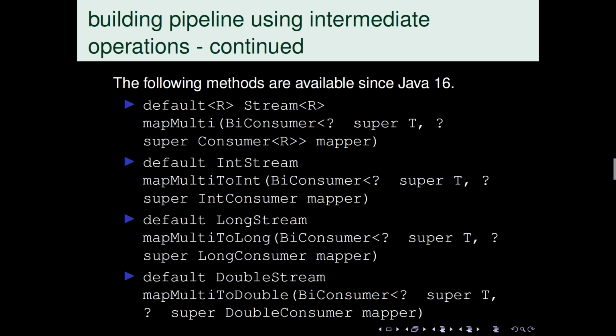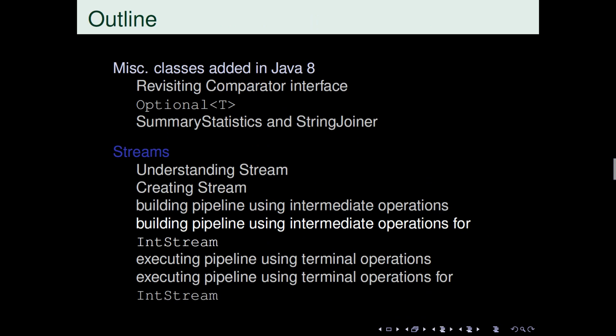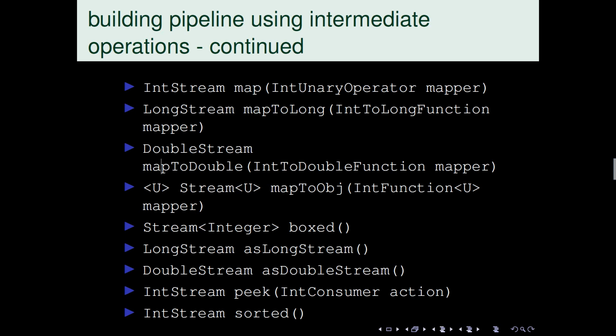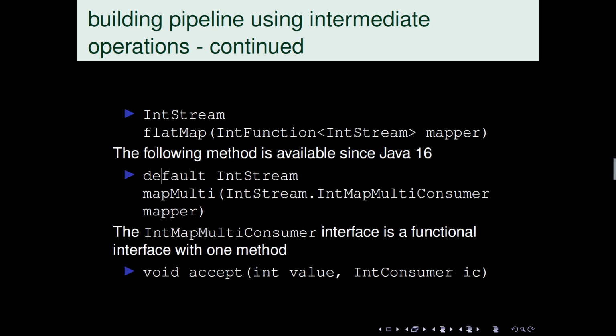One second, let me just go through. This is again repeated for the int type, IntStream. This is a repeat for the IntStream. This again has the mapMulti.